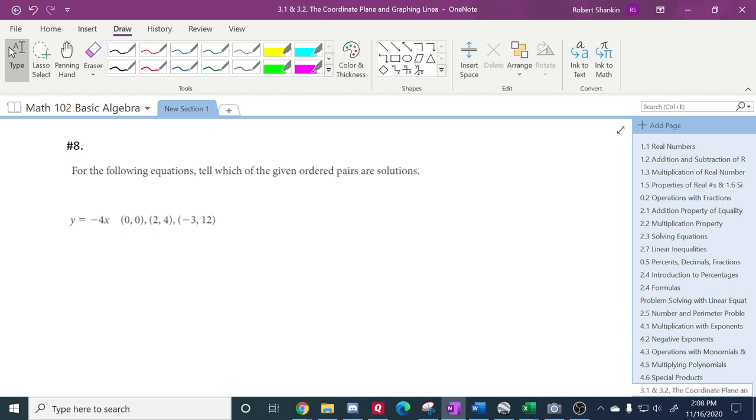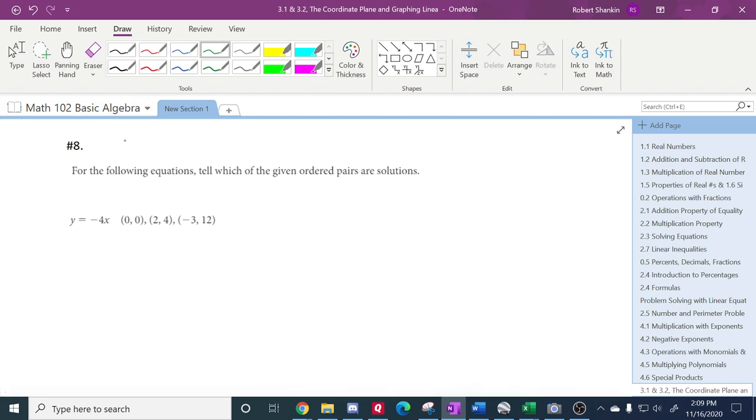Group 3, what do you got for us? It would seem that 0, 0, negative 3, and 12 are solutions to the equation, according to one of the members. Okay, but 2, 4 is not a solution, huh? 2, 4 is not a solution? No. And another member just came up with the same answer. Same, okay. Let's check out 2, 4.